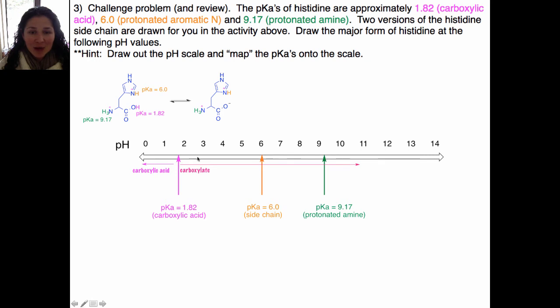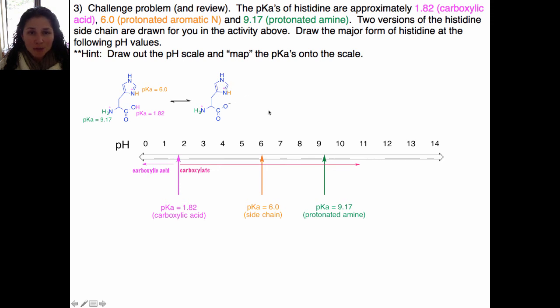Okay, now let's think about what would happen as we approach the second pKa, as we increase the pH towards 6. There would be another change that would start happening. And it would be a change at the side chain, because the side chain has the next most acidic functional group. So the next change that would happen would be to this functional group. If I want to see what histidine looks like up here, I would just redraw the structure where I changed just this functional group.